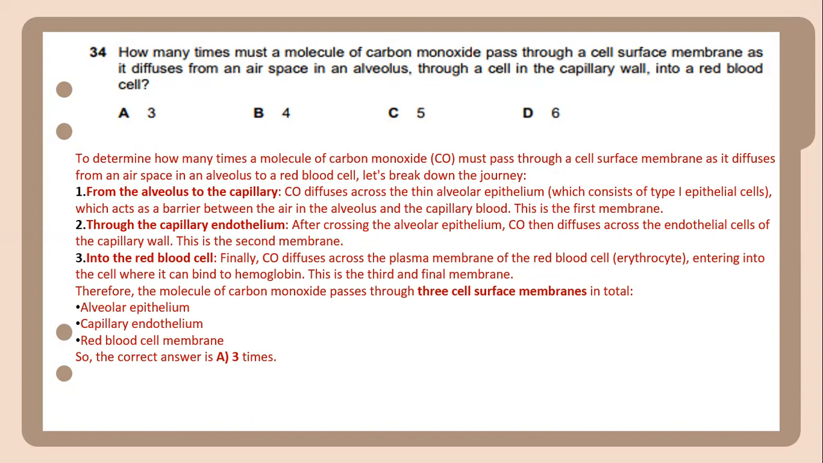And number 3, into the red blood cells. Finally, carbon monoxide diffuses across the plasma membrane of the red blood cells, entering into the cells where it can bind to hemoglobin, and this is the third and final membrane. Therefore, the molecule of carbon monoxide passes through 3 cell surface membranes in total: alveolar epithelium, capillary endothelium, and the red blood cell membrane. So the answer will be 3 times.